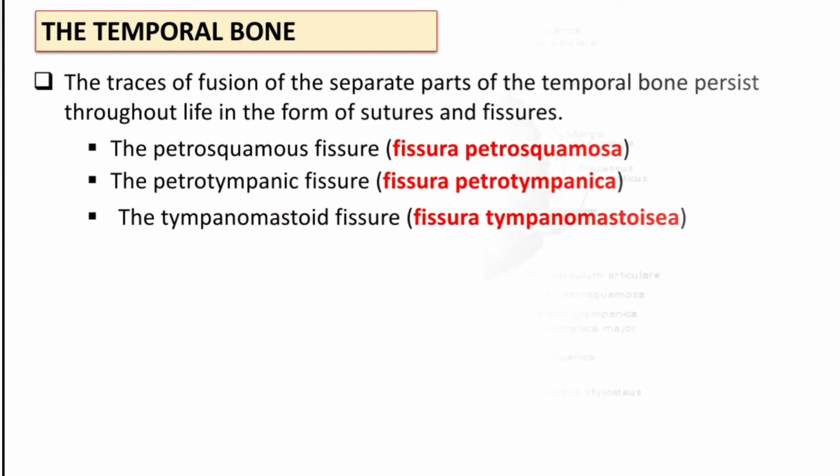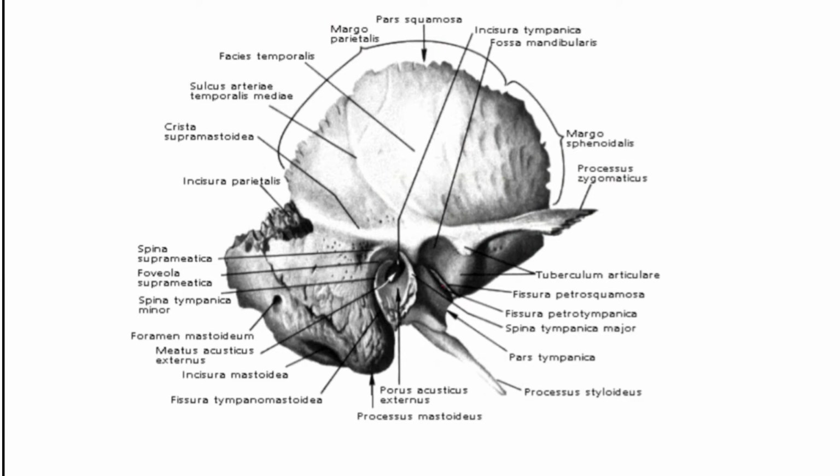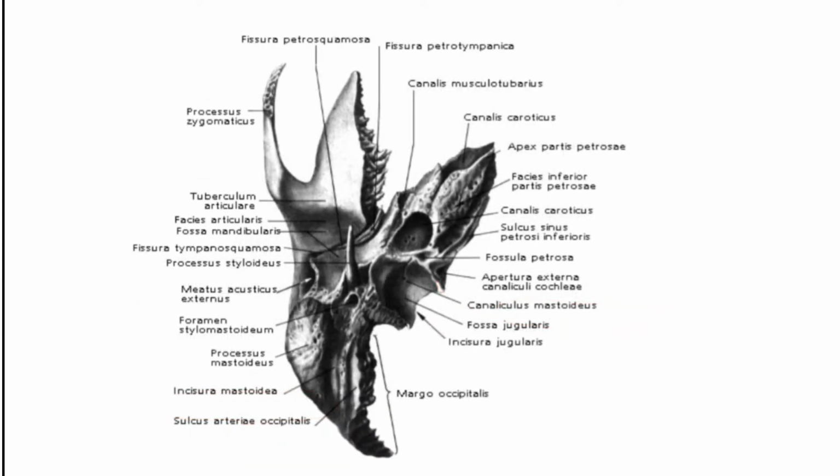Okay, so this is the lateral view of the temporal bone, right? You can see the petrotympanic fissure, fissura petrotympanica here. Remember, I told you this is the petrous part, where you can see the external acoustic meatus, right? So this fissure is the fissura petrotympanica. This is the fissure between the tympanic part and the mastoid portion. It's called fissura tympanomastoidea. This is between the tympanic part and the mastoid part, the fissura tympanomastoidea, right?